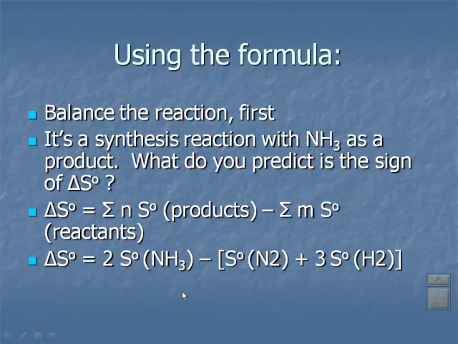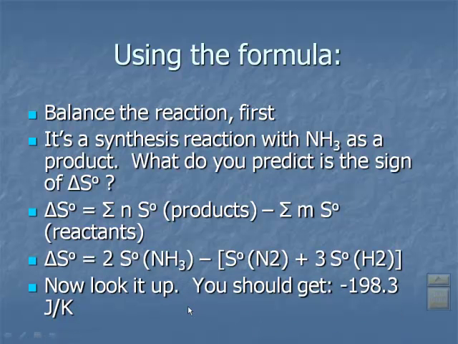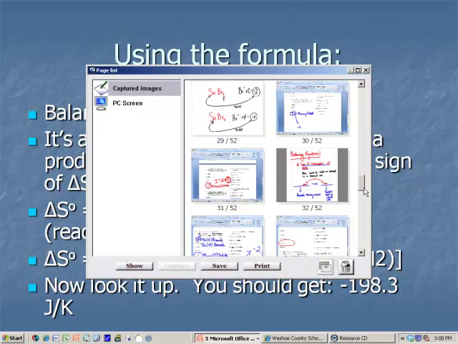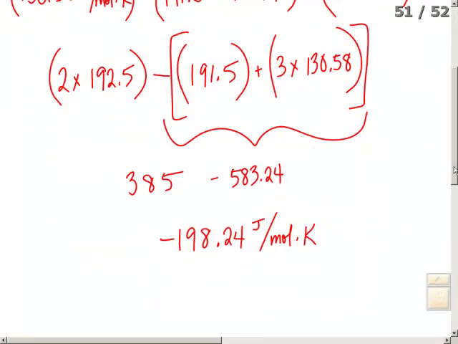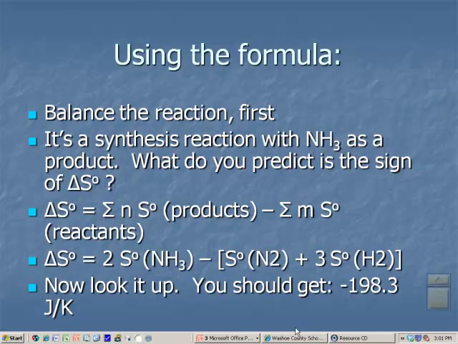Here's the formula, filled it all in. You should get negative 198.3. Is that what we got? Triple check. Sweet. Little off. Alright, and by the way, I forgot, this is for the entire reaction, so I don't think we should be putting a mole here. Sorry, not molar entropy. This is just the entropy of the synthesis of ammonia. Period. Done. Alright, coming back.